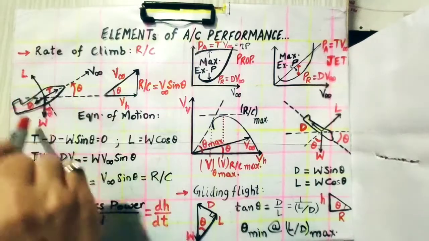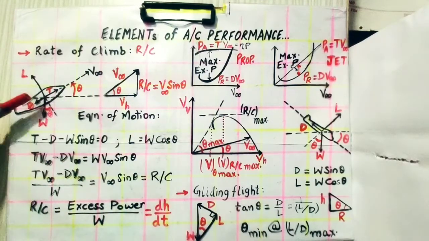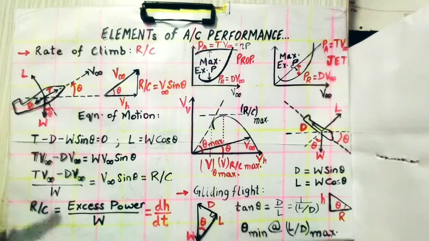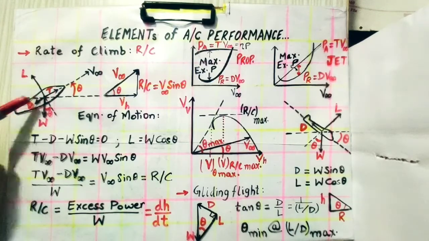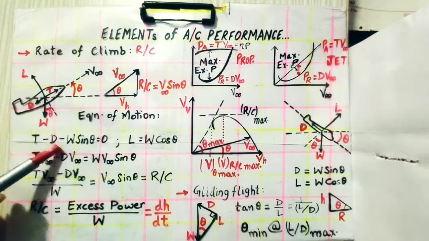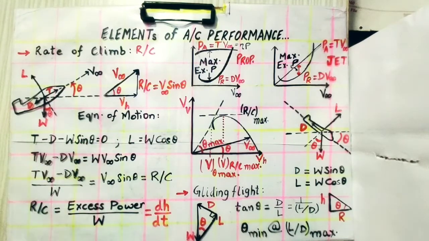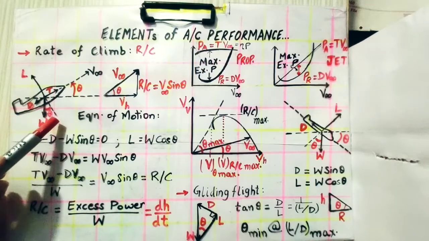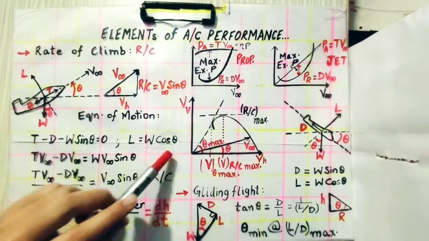So now we will derive the equation of motion like we did for the steady level flight. Here the thrust force is in the direction of velocity, drag opposite, and weight downwards. So parallel to the flight and perpendicular to the flight, forces will be resolved like we did earlier. Parallel to the flight: T minus D minus W sin theta equals 0, because it is a steady flight, there will be no acceleration. Perpendicular to the flight velocity V infinity, we have L minus W cos theta equals 0, which means L equals W cos theta.